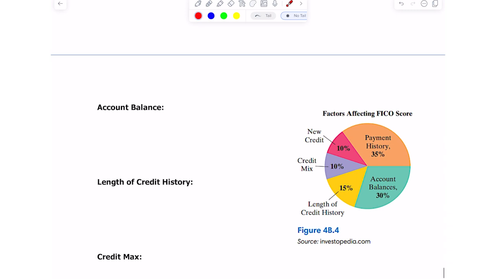They look at length of your credit history. That's about 15% of your FICO score. So the longer you have had credit, the higher your score will be. They might look at your credit mix. That's about 10% of your score. For a higher score, you should have a mix of types of credit, such as not just credit cards, but maybe car loans and mortgages. It looks like you can handle all types of different loans.